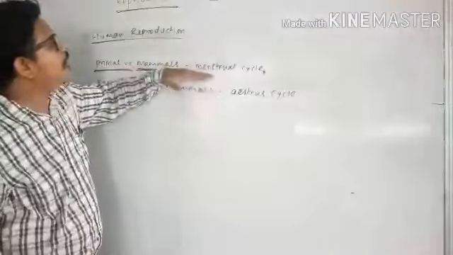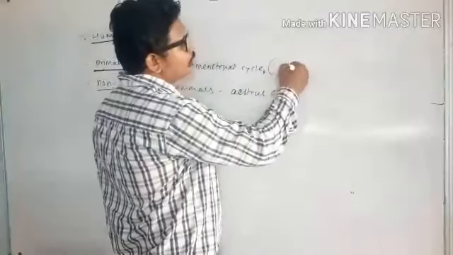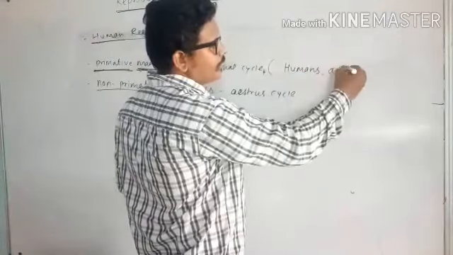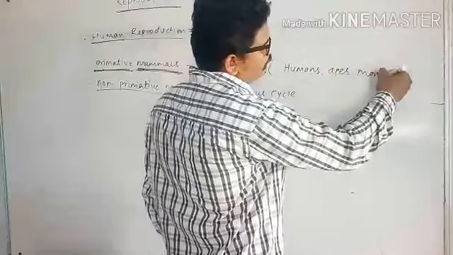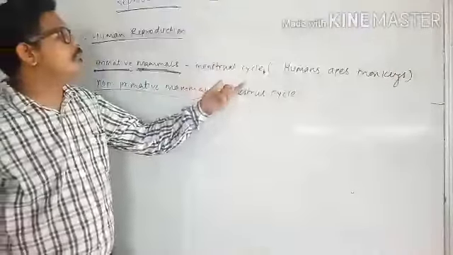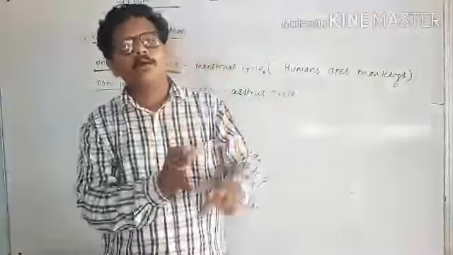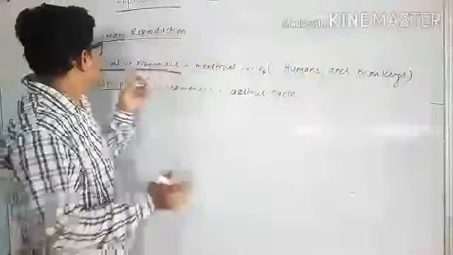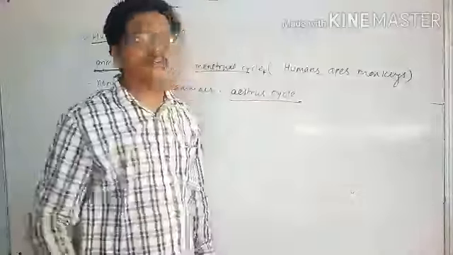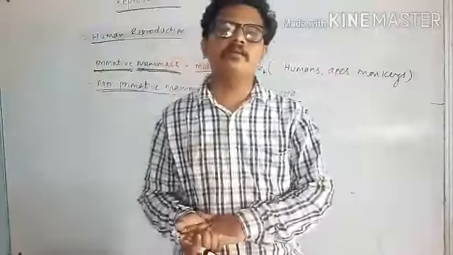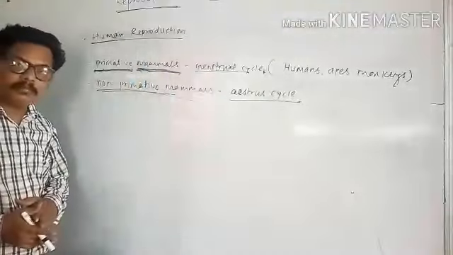Primitive mammals, characterized by the presence of the menstrual cycle, include humans, apes such as gorilla, chimpanzee, langur, etc., and monkeys. These are primitive mammals because their females have a menstrual cycle, which is a cyclic change taking place in the ovaries and uterus of the female. Non-primitive mammals are characterized by the estrous cycle. Examples are cat, dog, cows, buffaloes.